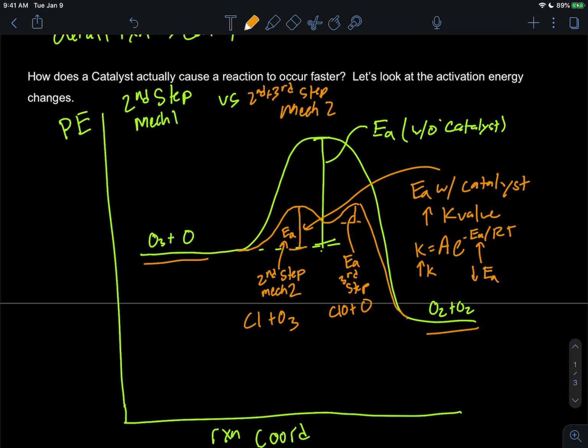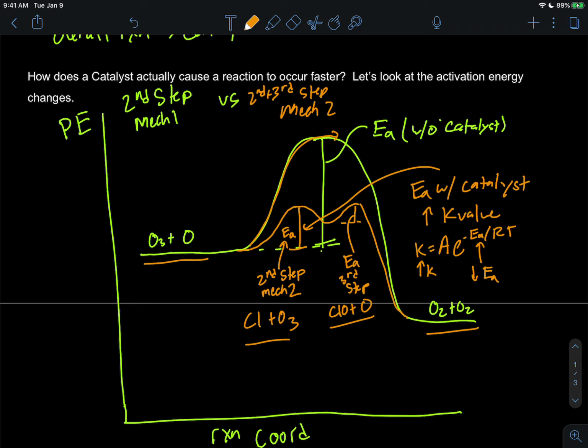So again, looking at this, our mechanism shows that when we add a catalyst, it gives us a different path. We don't follow the same path anymore. We now have this two-step path where we're first going to react with our catalyst, have our first step happen, and then our second step where the product that was made with that catalyst reacts with that oxygen atom. But the net effect is that we get the same overall reaction happening.